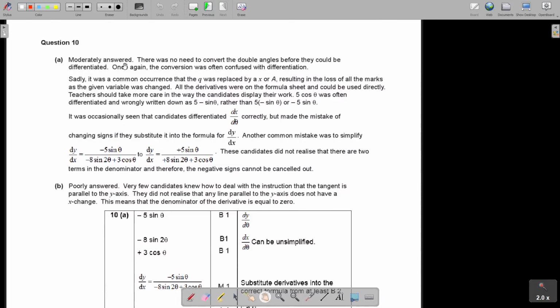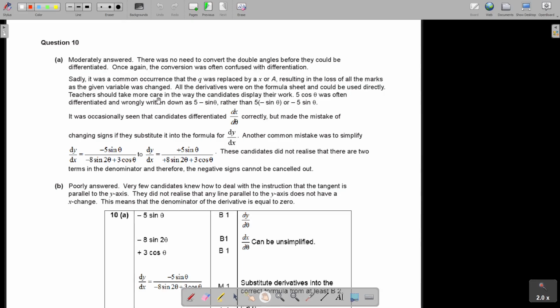So it's moderately answered. There was no need to convert the double angle before they could be differentiated. Once again, the conversions were often confused with differentiation. Sadly, it was a common occurrence that the theta was replaced by an x or an a, resulting in the loss of all the marks as the given variable was changed. The derivatives were on the formula sheet and could be used directly.